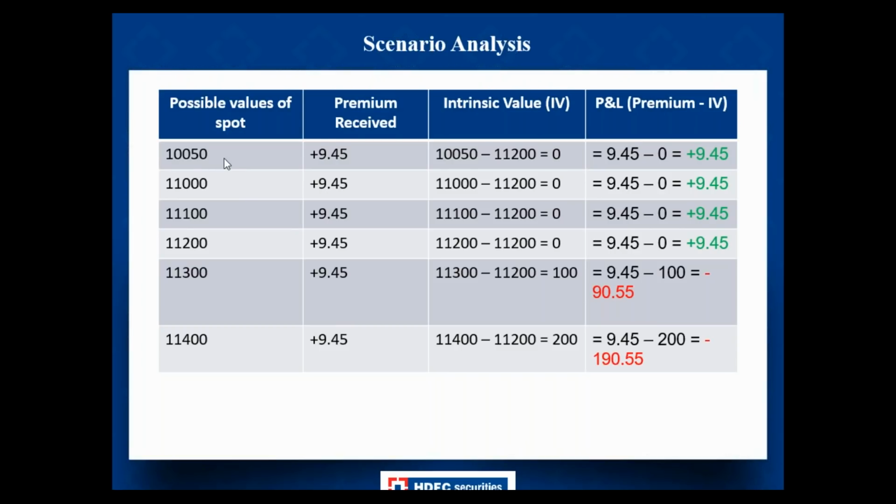If Nifty expires at 10,050, what would my intrinsic value be? Again, same intrinsic value. We'll have to understand if the spot is higher or lower than my strike. My strike is 11,200. So obviously 10,050 is less than 11,200. So intrinsic value is 0. To understand the P&L here, there we were adding IV plus premium. Here we would subtract premium minus IV. So 9.45 minus 0. Because I'm receiving this 9 rupees 45 paise as a premium, this becomes my profit.